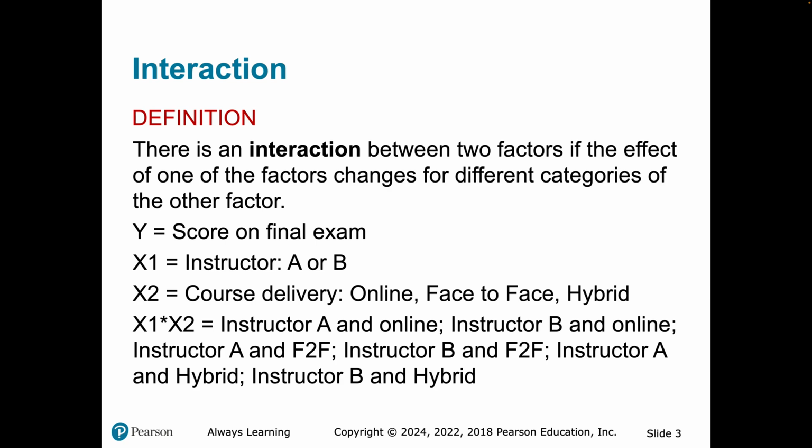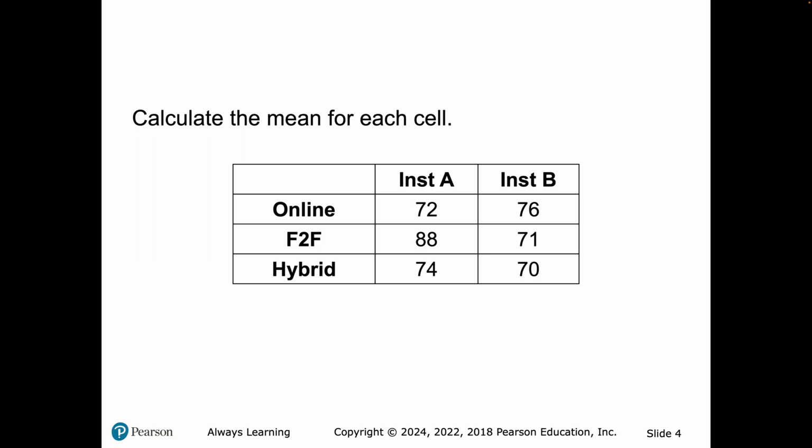So our interaction would focus on these mean cells. Instructor A for the online delivery, instructor A for the hybrid delivery, and instructor A for the face-to-face. We would also focus on instructor B for online, instructor B for face-to-face, and instructor B for hybrid. I think this makes sense when you see how each mean would be calculated and tabulated and presented.